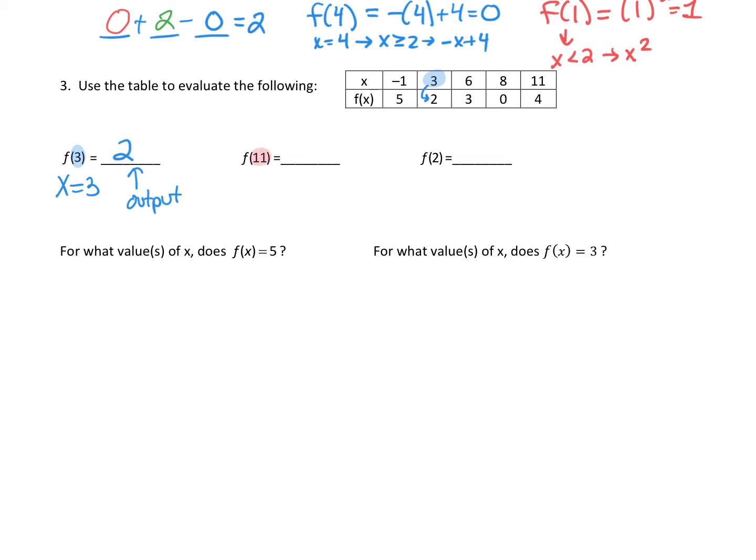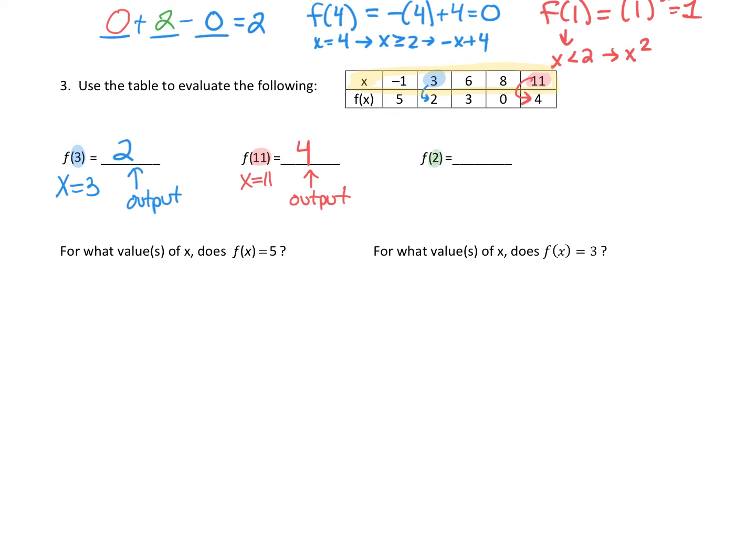F of 11, again, this means x equals 11. So what is the output for 11? So I'm going to go in my table where x is 11, because notice x is this whole top row. And the output for 11 would be 4.